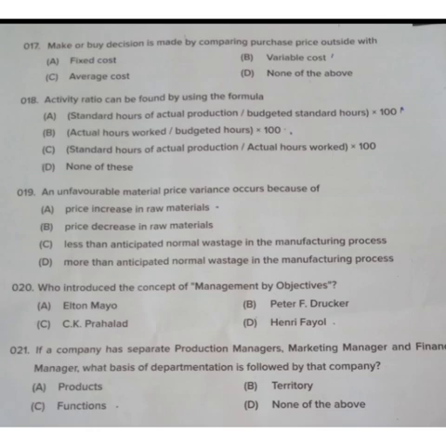18. Activity ratio can be found by using the formula none of these. 19. An unfavorable material price variance occurs because of price increase in raw materials. Who introduced the concept of management by objectives? Peter F. Drucker. If a company has separate production manager, marketing manager and finance manager, what basis of departmentation is followed by that company? Functions.